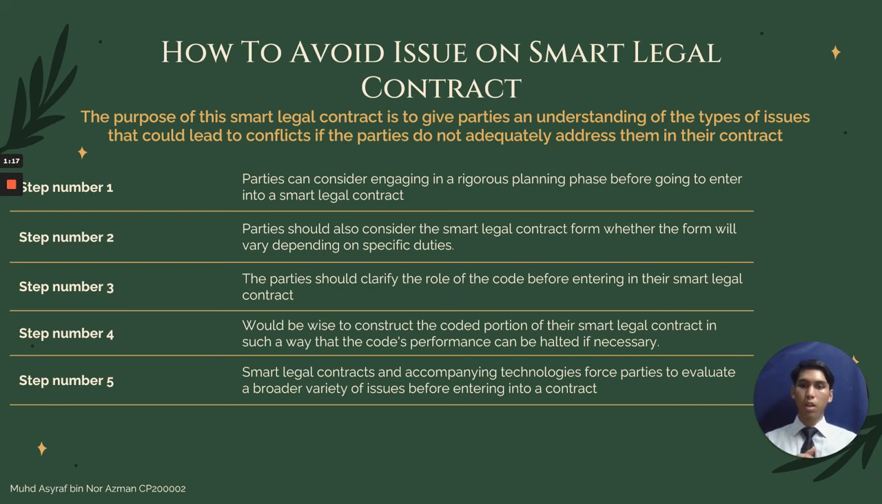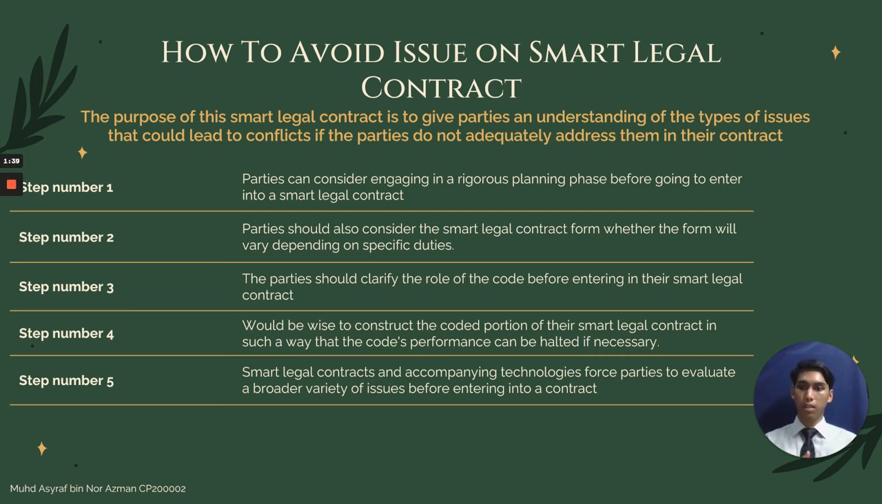The fourth step, the parties would be wise to construct the coded portion of the smart legal contract in such a way that the code performance can be halted if necessary. It will be necessary to consider how to arrange this capability in order to avoid any potential for misuse by one of the parties.